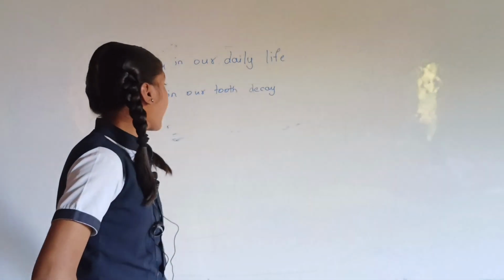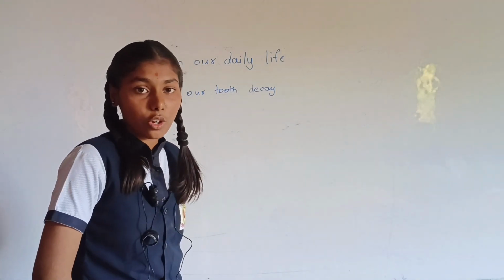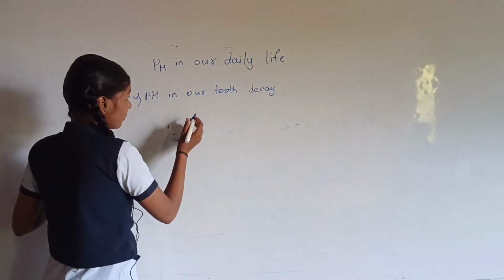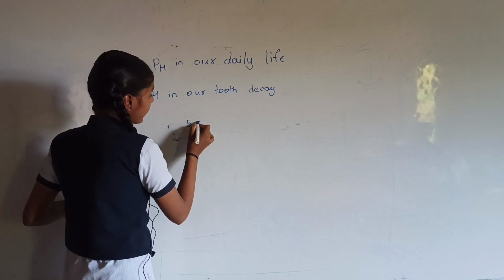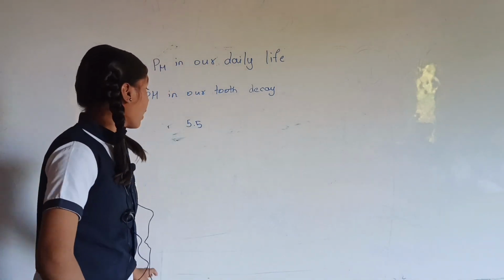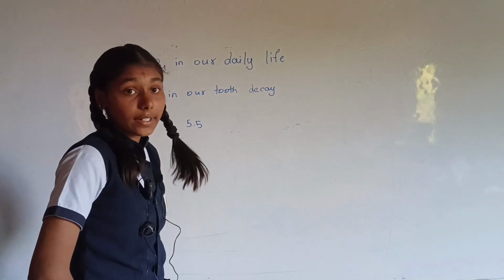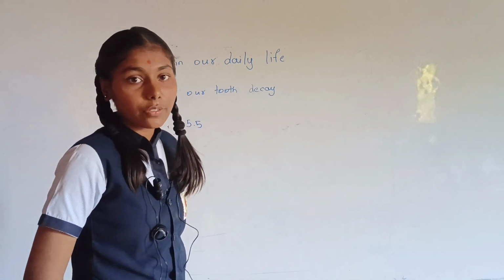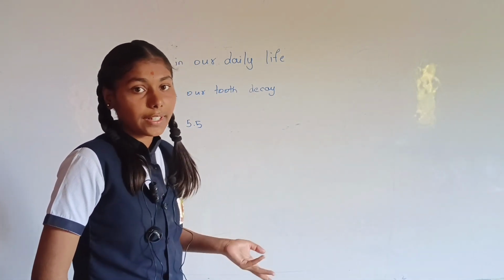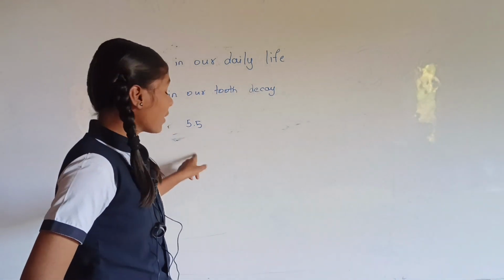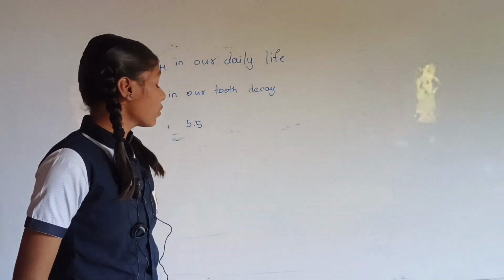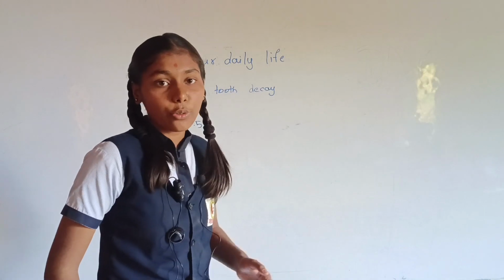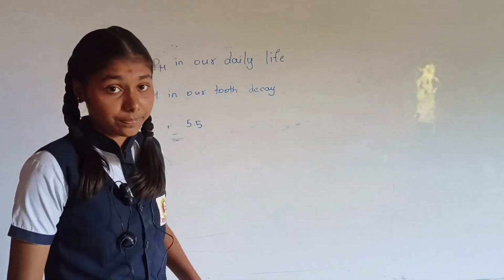pH in tooth decay. Our tooth is the strongest substance in our body, but it will decay when the pH in the mouth is 5.5. How does tooth decay happen? If we eat at night, the germs present in our mouth will break down the leftover food, so tooth decay will happen. To stop this we should use a mild base, that is, toothpaste which is basic in nature, to neutralize the tooth decay.